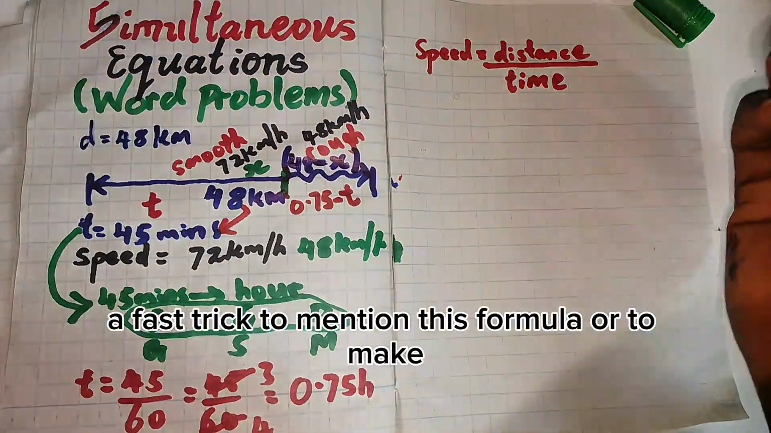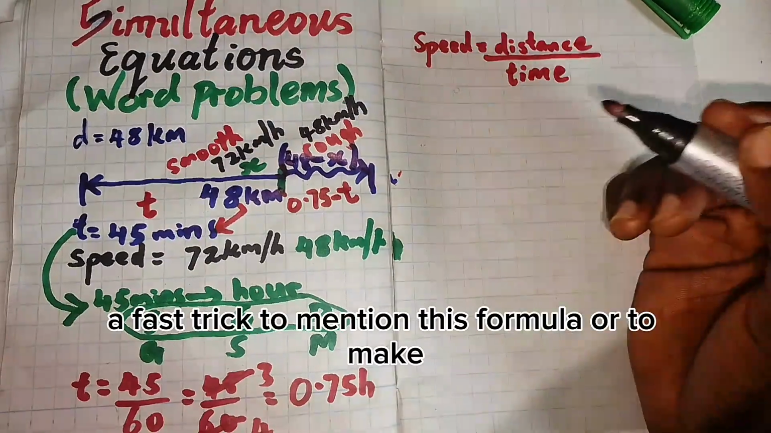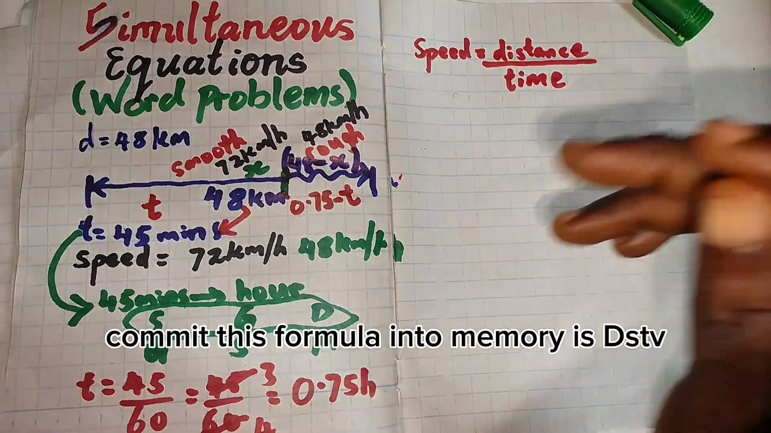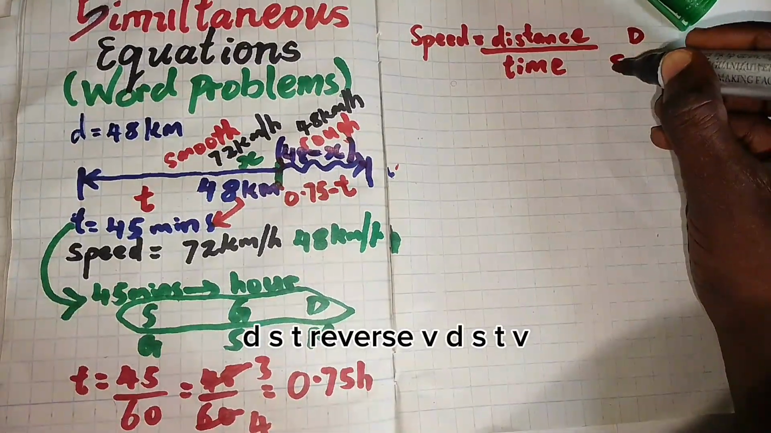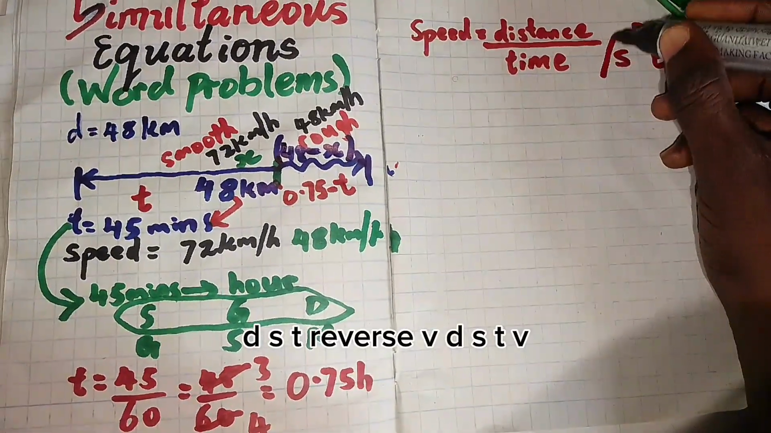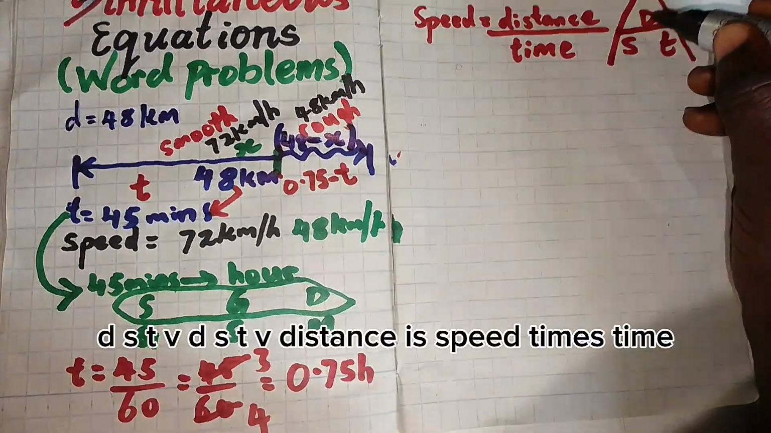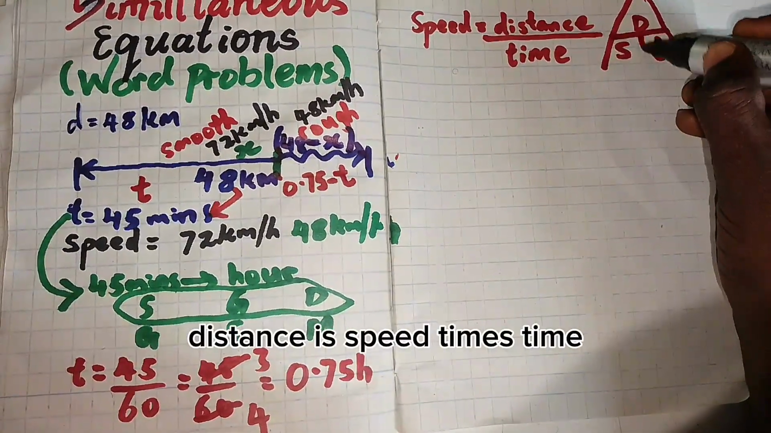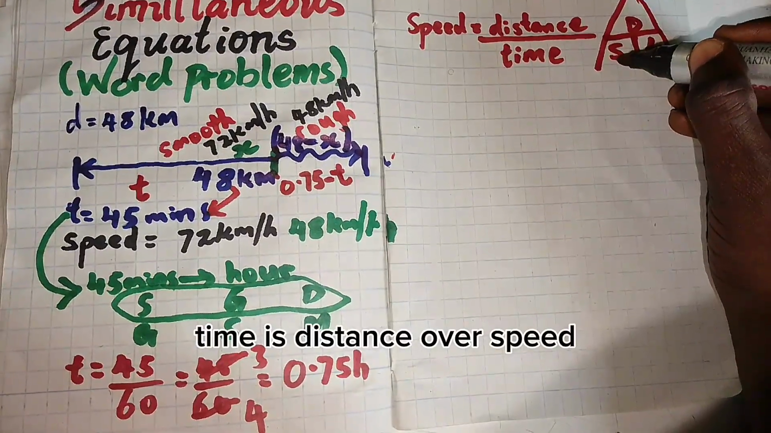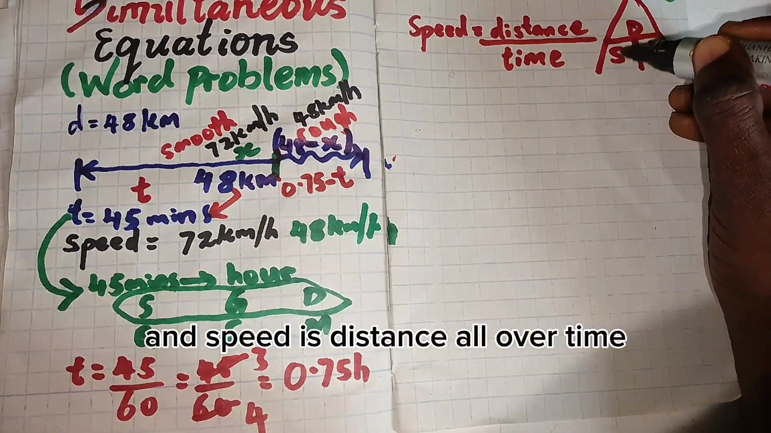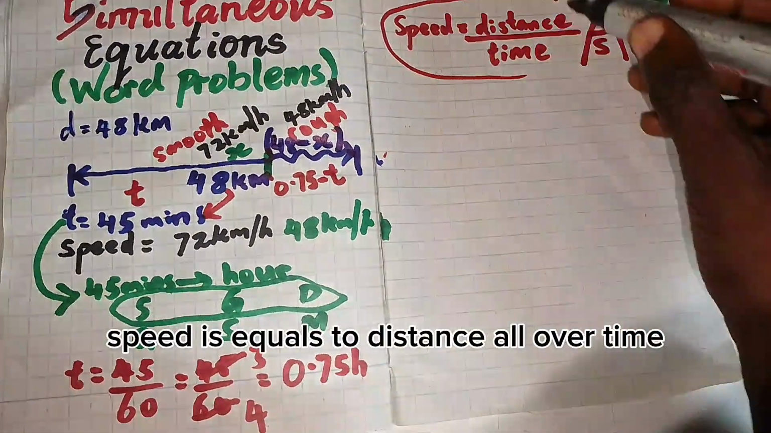A quick trick to commit this formula to memory is DST, with a reverse V: DSTV. Distance is speed times time. Time is distance over speed, and speed is distance over time. And that's exactly what we're using. Speed is equal to distance over time.